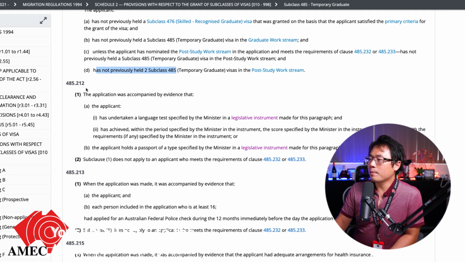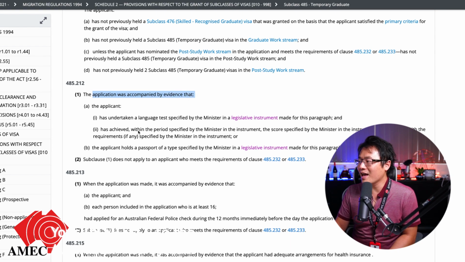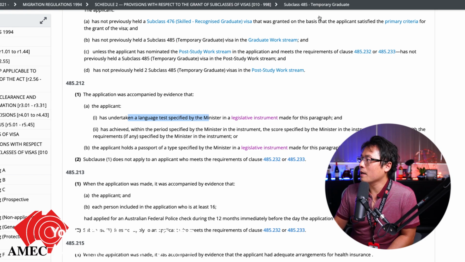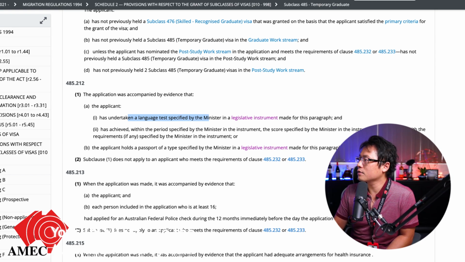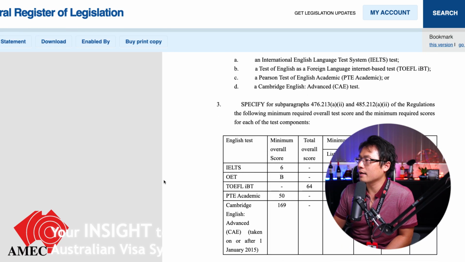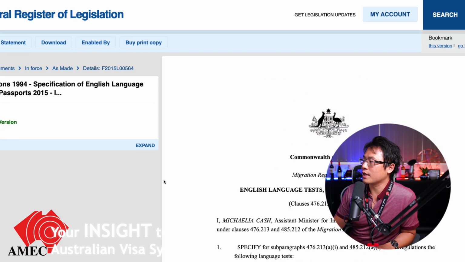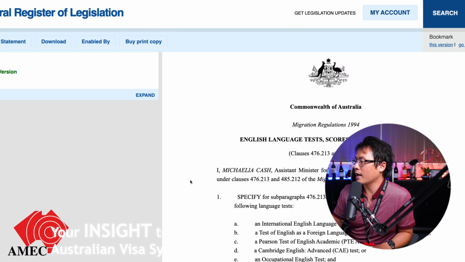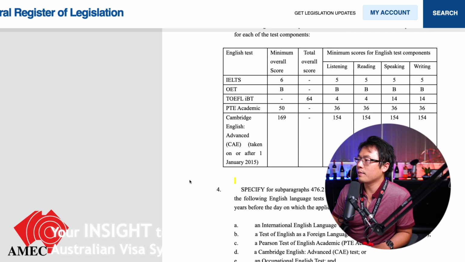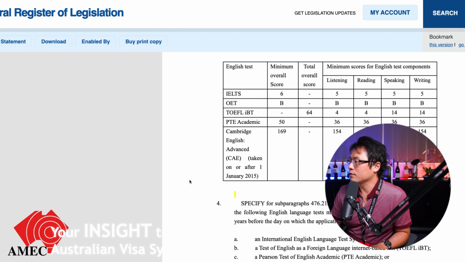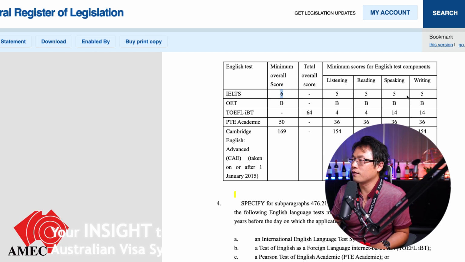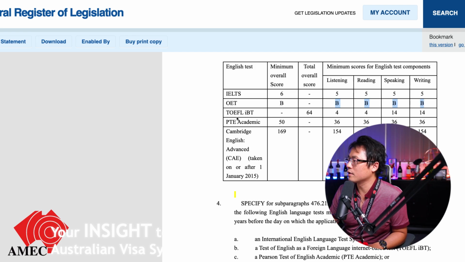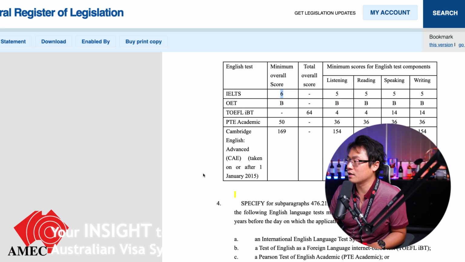Okay, now 485.212, the applicant must be accompanied with evidence of language. All right, that legislative instrument, we can actually go, I think it's this one. Okay, now it's quite easy to understand. It basically says your IELTS needs to be at a certain level: IELTS overall 6, nothing below 5. Okay, if it's going to be OET, bad luck, you've got to get Bs, which is harder than getting 6 in IELTS.